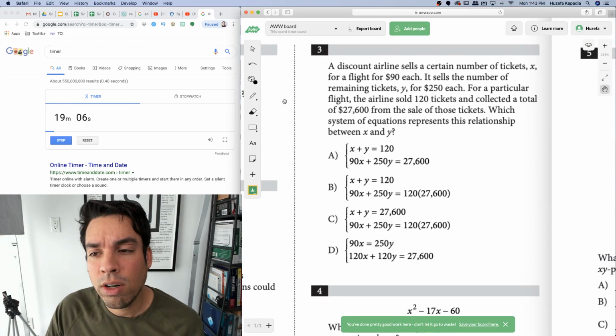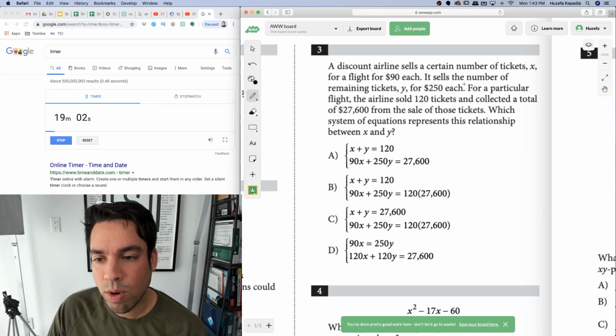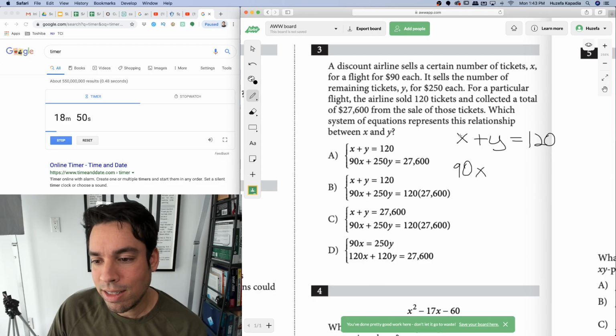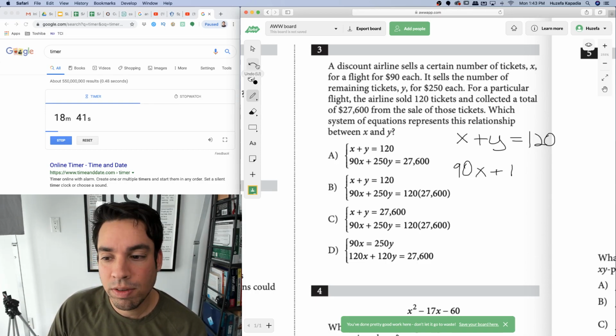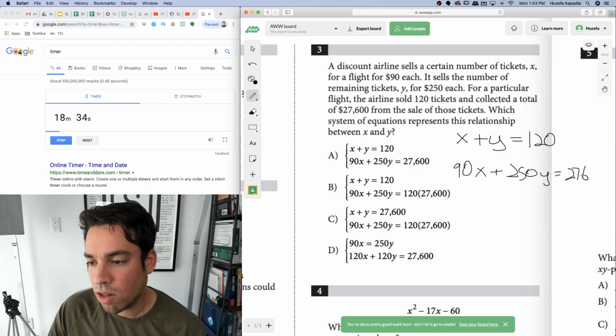A discount airline sells a number of X tickets for a flight for $90 each. It sells a number of remaining tickets Y for $250. For a particular flight, they sold 120. Okay, so they sold 120 total. So that means the number of X plus the number of Y equals 120. And then for the money, X is the amount, Y is the amount. So 90 times the number of X plus 250 times the number of Y is going to give me my total cash amount, which is $27,600.